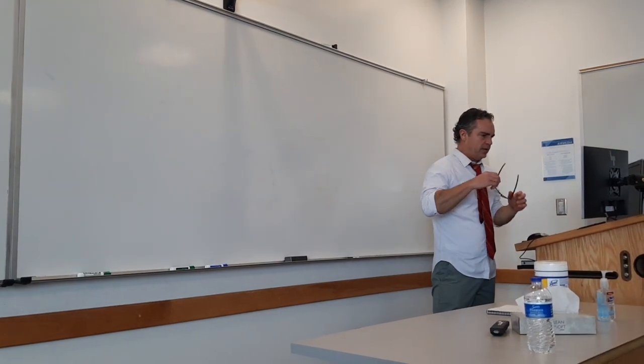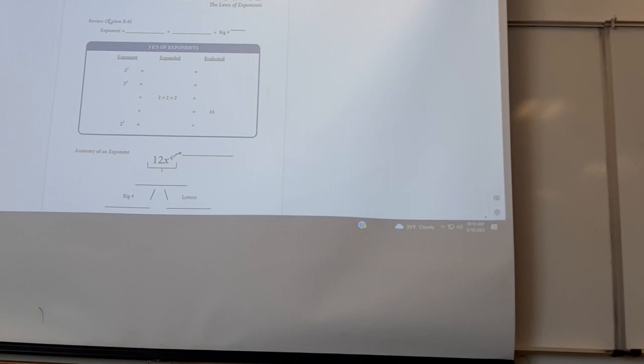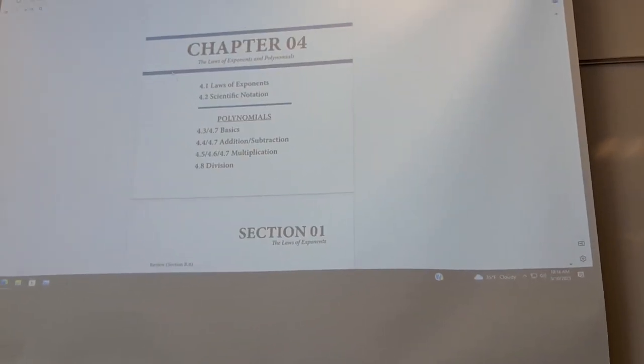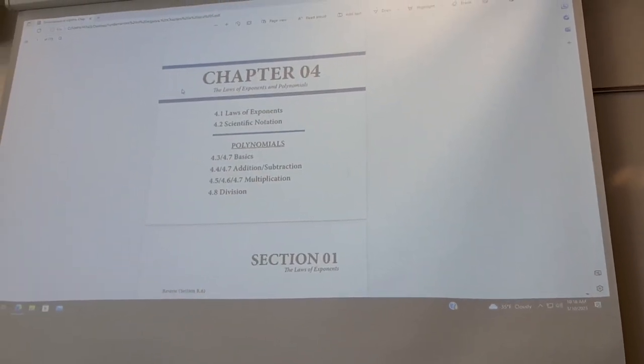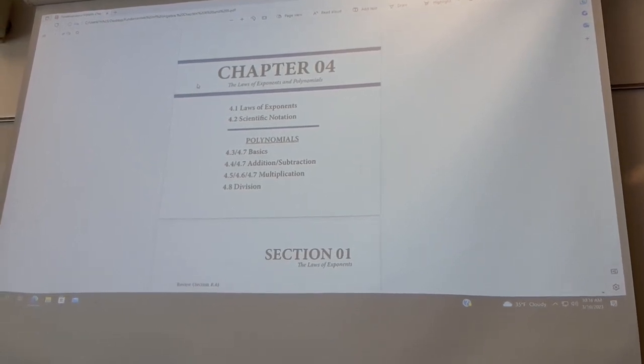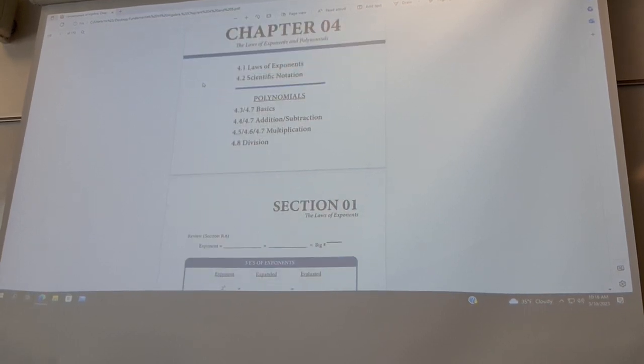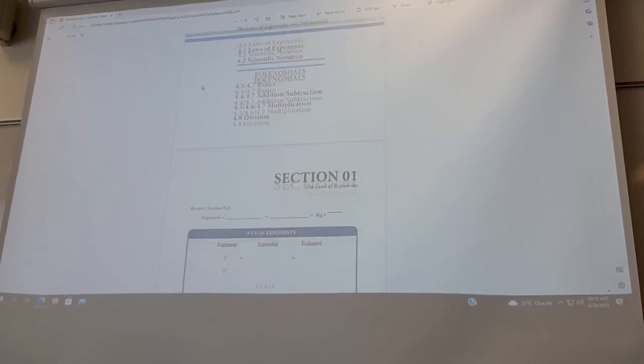Got to crank. So go ahead and get your book open to your first page here. We're going over chapter 4. There are 8 sections in chapter 4. We're going to be talking about the laws of exponents and scientific notation today, and then we're going to be talking about polynomials all next week.